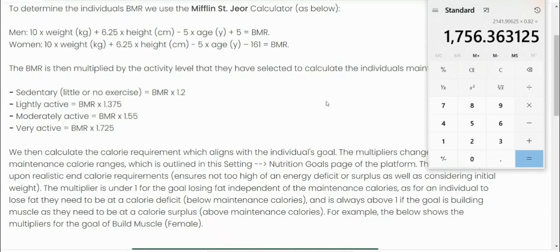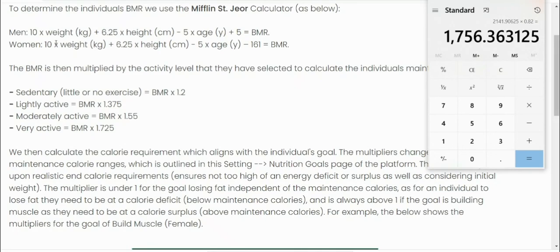To then give me 1,756 calories per day. This would equate to the amount of calories this person should consume per day if they want to lose weight or fat, right? This would put them at enough of a deficit to start shifting downwards, going down in weight or fat mass.